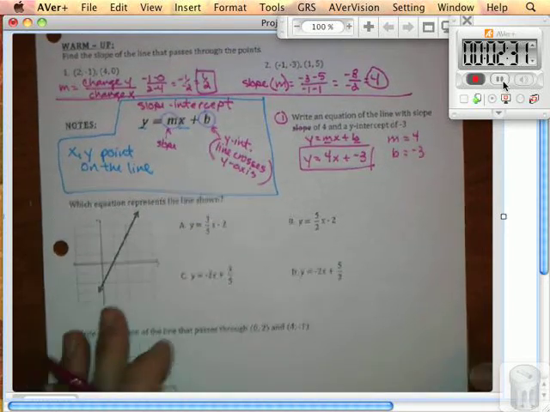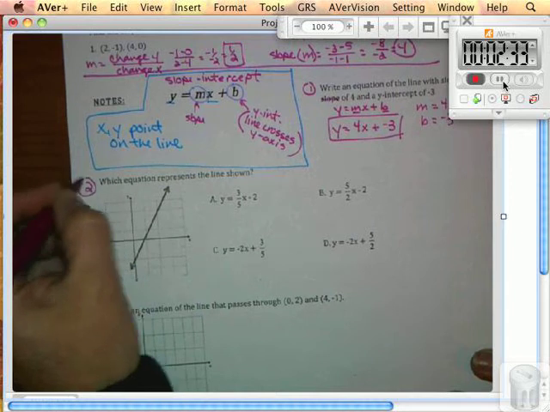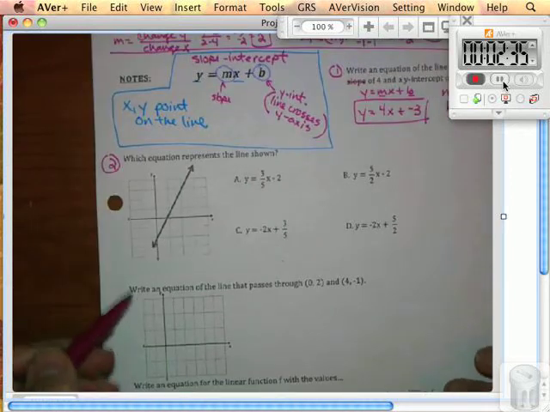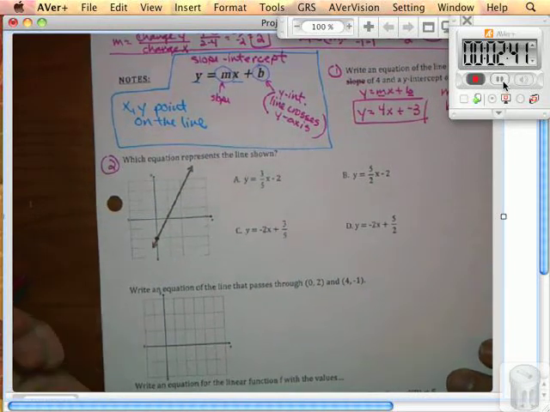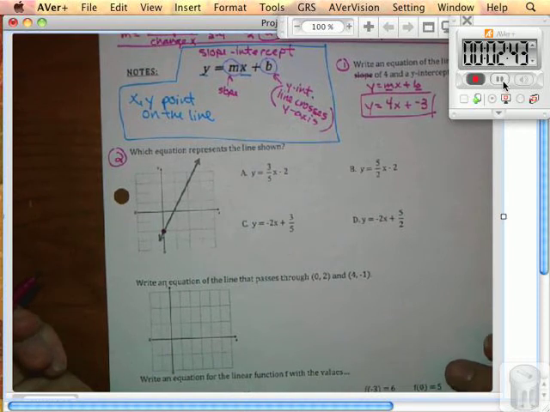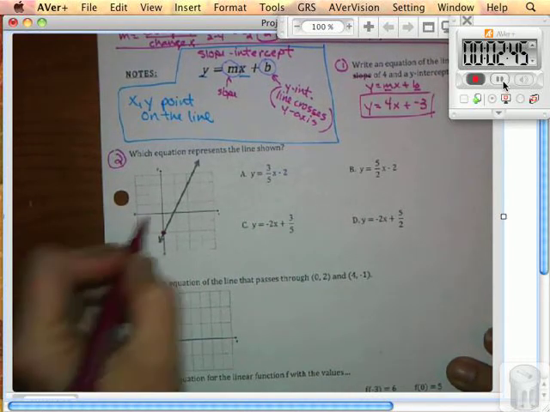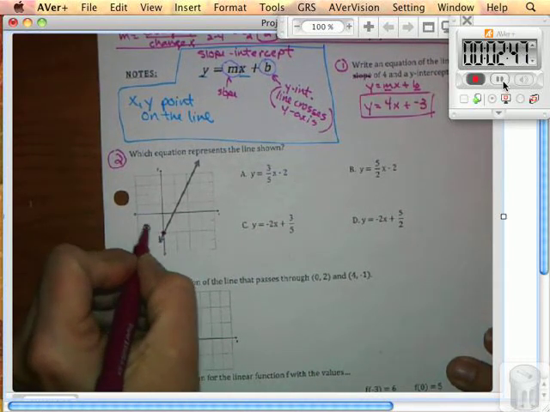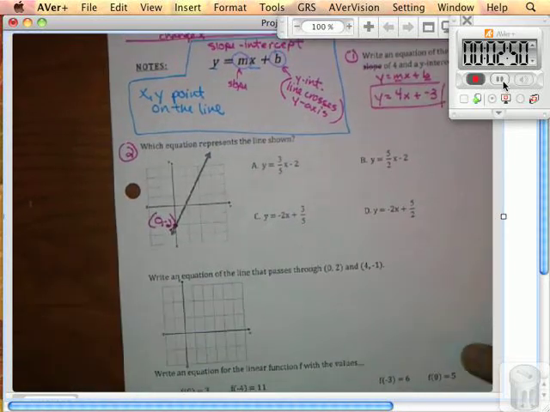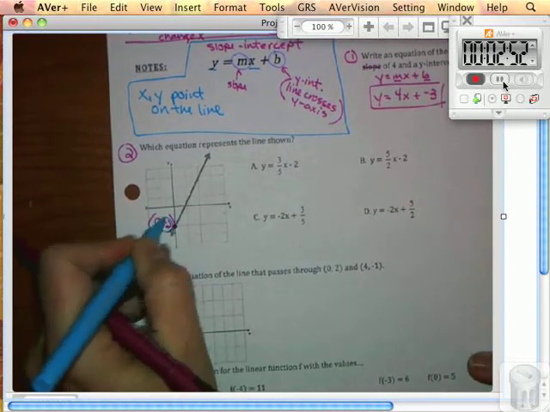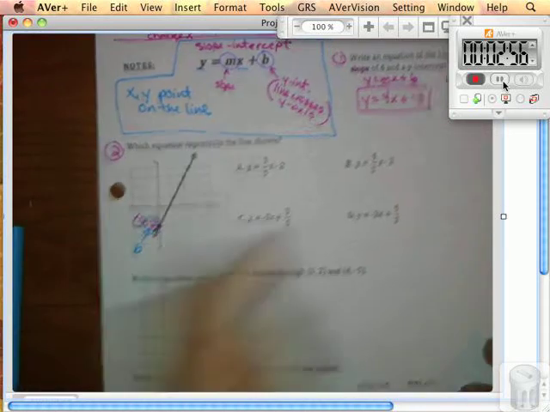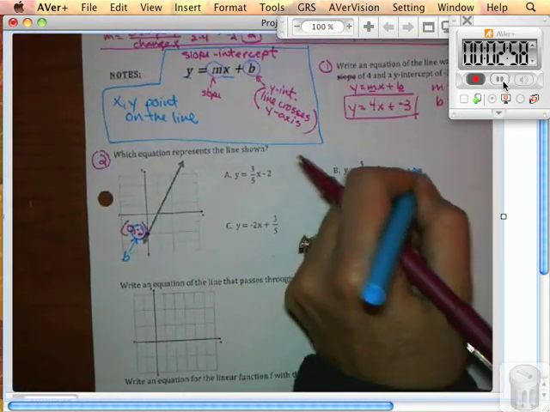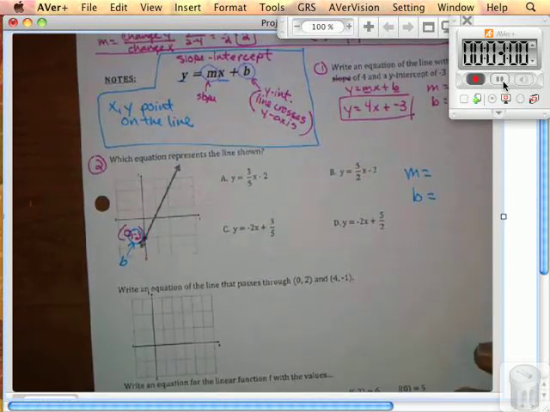All right, second thing you're going to do is look at the graphs and write the equation of the line from the graphs. So here's your line, and you notice that here is where it crosses the y-axis. That's the b, the y-intercept. And that point is (0, -2), so your b is -2. Remember, we have to find m and b. That's what we're looking for here.